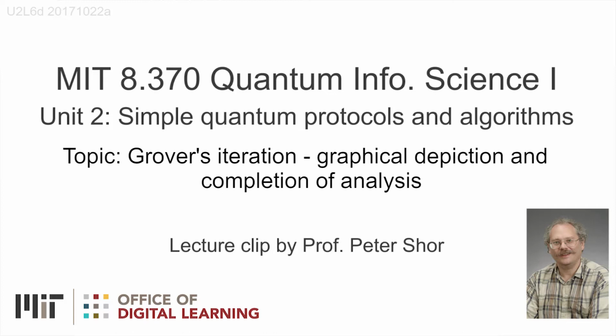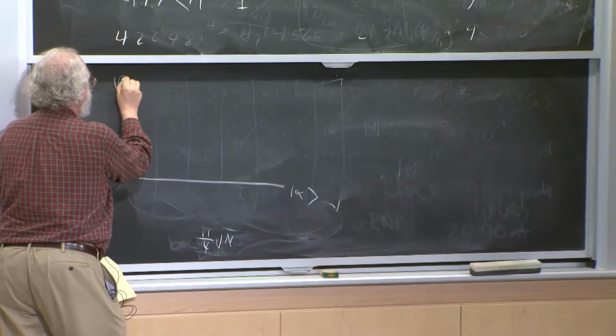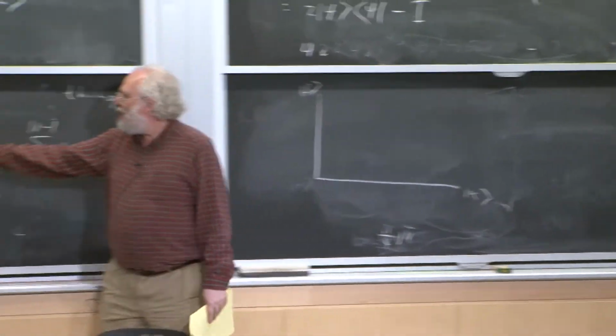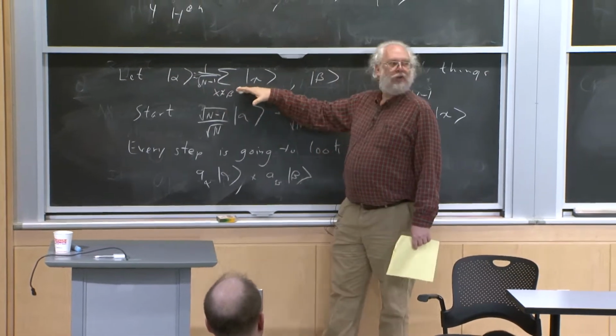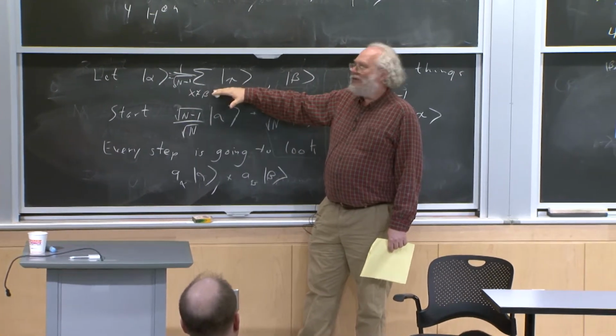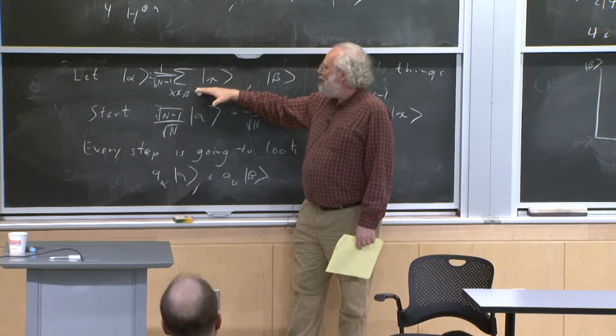So now I want to draw a picture. So this is alpha. This is beta. And alpha and beta are orthogonal because alpha does not include the basis state beta in its sum.